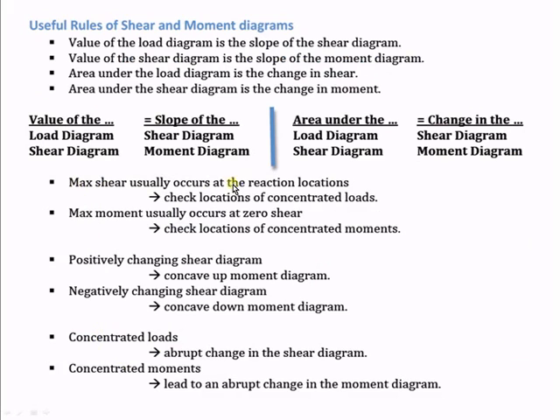So the maximum shear usually occurs at the reaction locations; check locations of concentrated loads. Maximum moment usually occurs at zero shear; check locations of concentrated moments. Then we have positively changing shear diagram, concave up moment diagram; negatively changing shear diagram, concave down moment diagram. And concentrated loads usually will cause an abrupt change in the shear diagram, and concentrated moments lead to an abrupt change in the moment diagram. Okay, this last one can be a little bit tricky to figure out, but do some moment diagrams using everything else, and then see if you can't figure out how that makes sense.